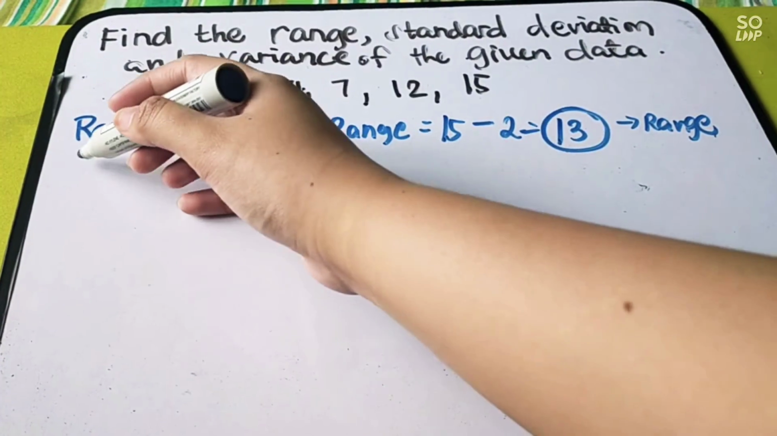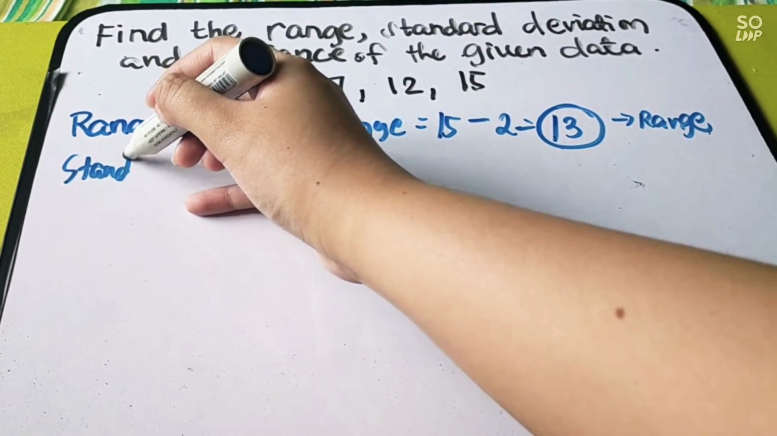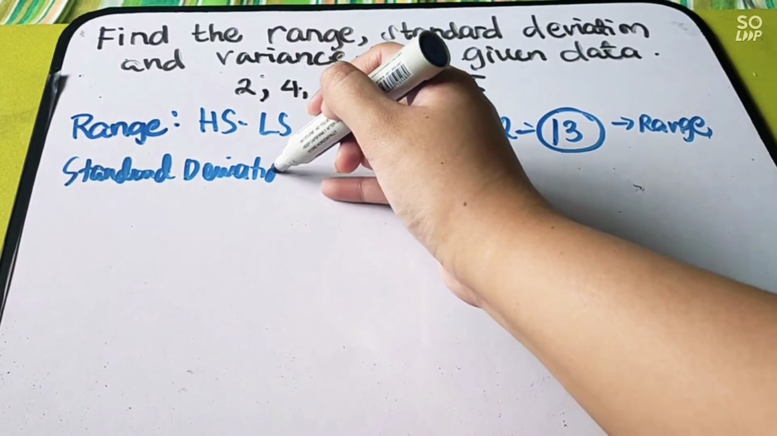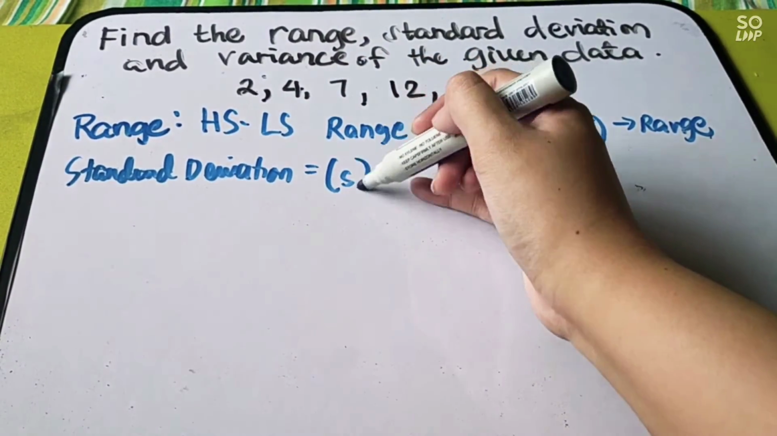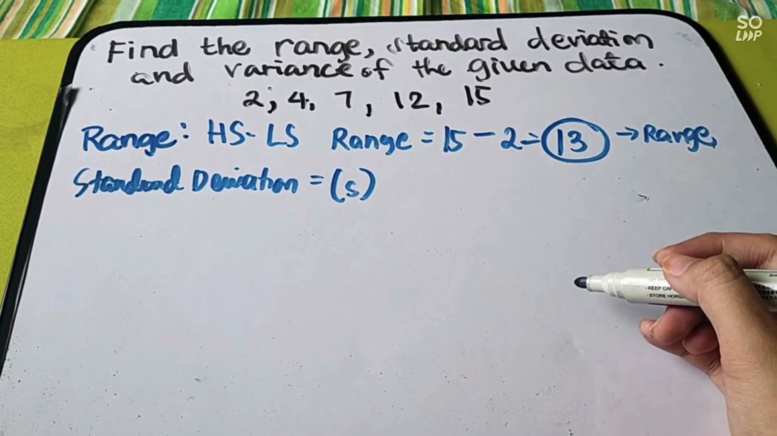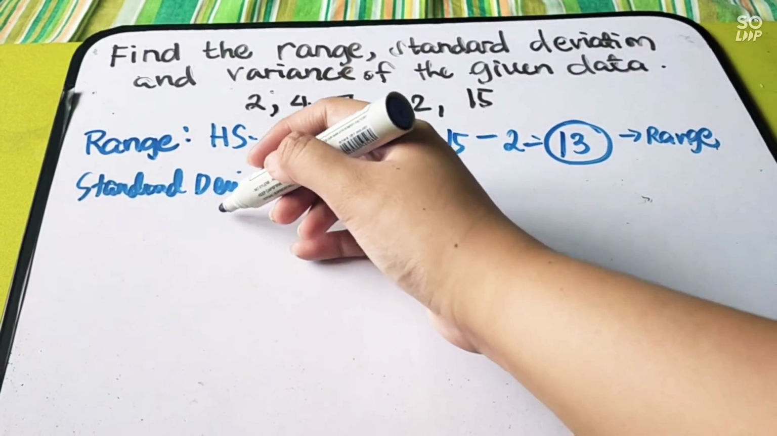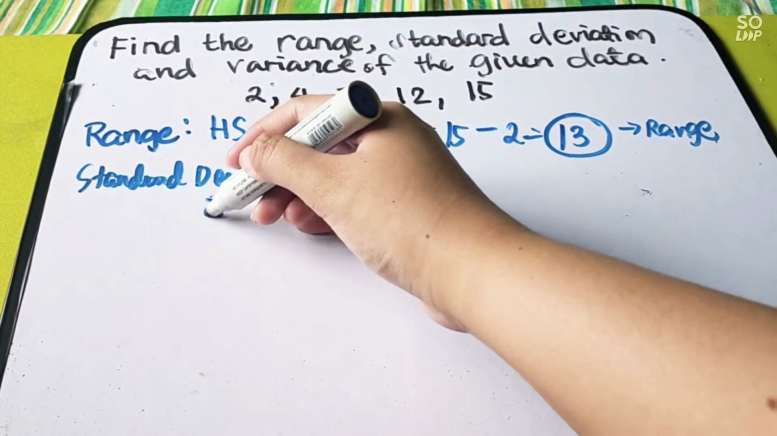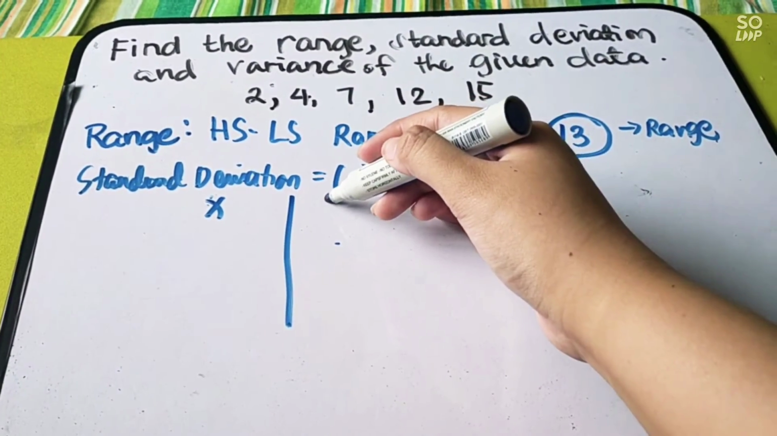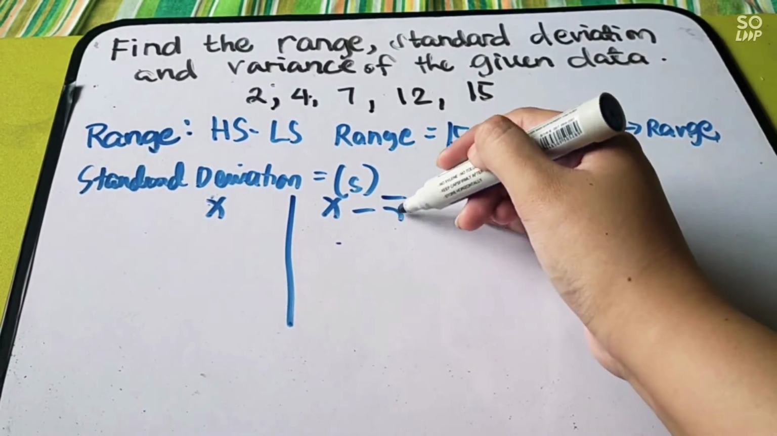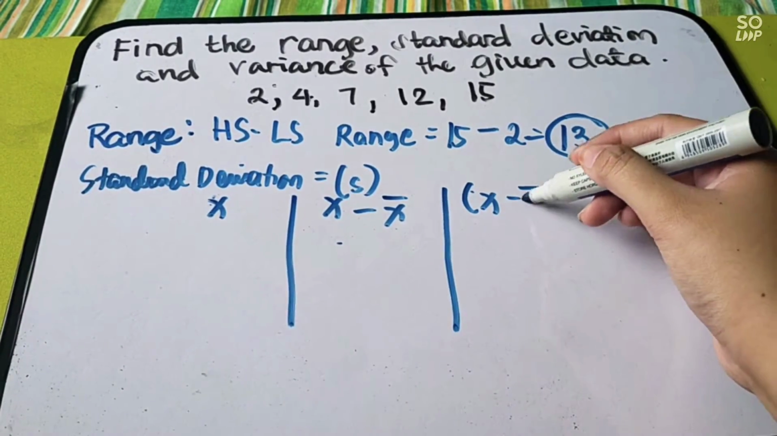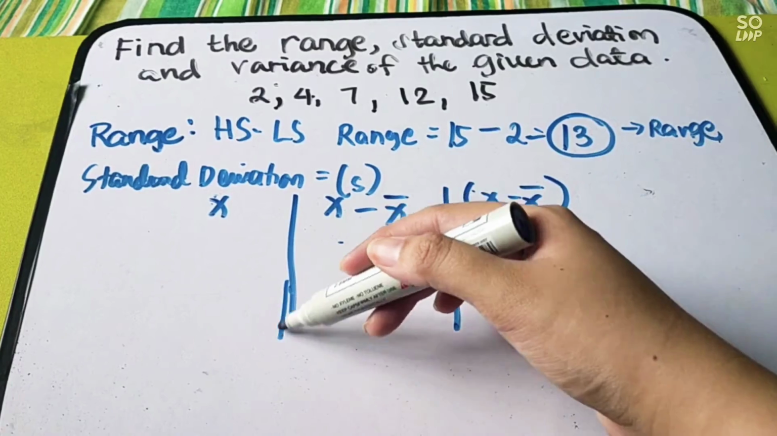For the standard deviation, si standard deviation, pwede mo lang siyang i-symbol as small letter s. Ayan, standard deviation. For us to find the standard deviation, we are going to find for the mean muna. So, i-arrange muna natin siya. So, we have here x. Then, afterwards, you need to find for the x minus mean. Then, next, we have the squared of x minus the mean. So, ito yung mga dapat natin kuhanin.